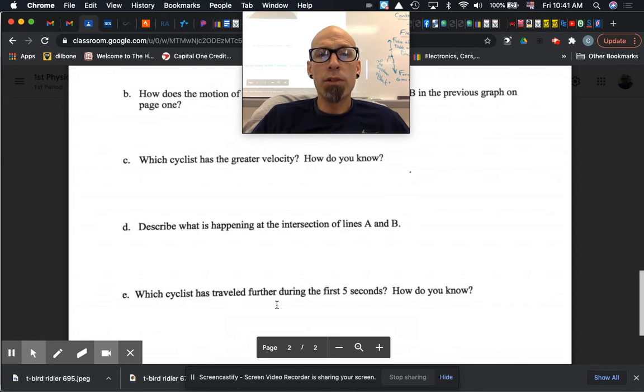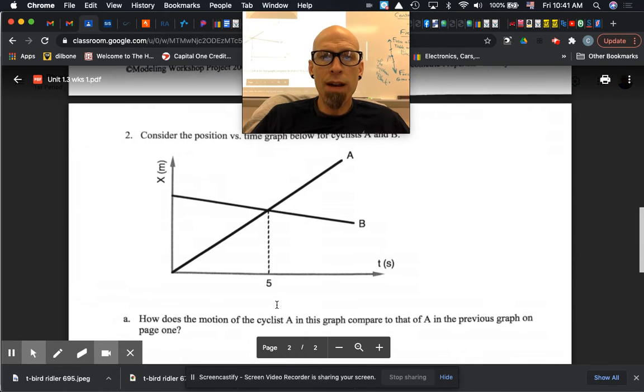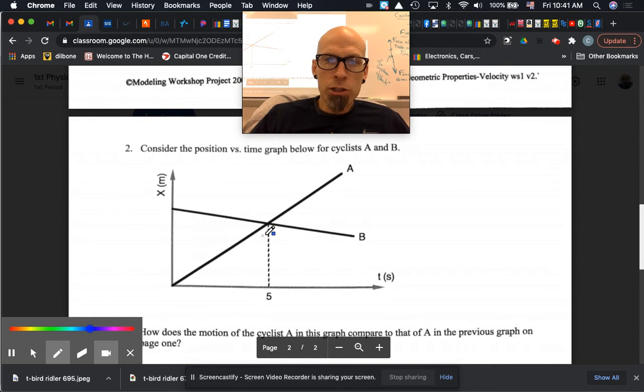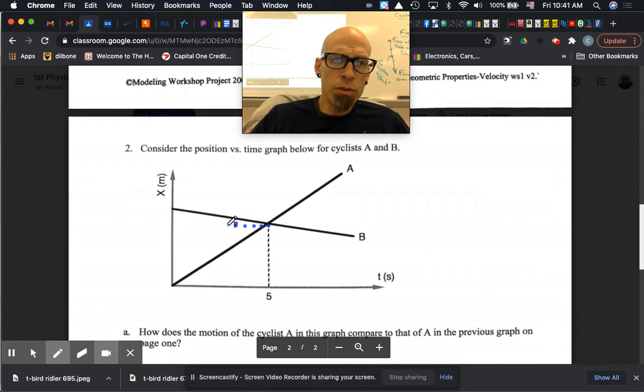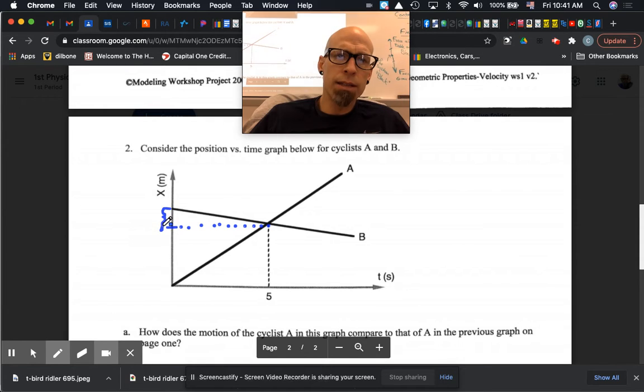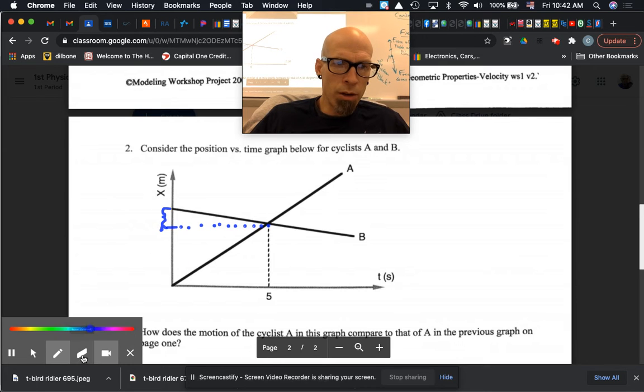And which cyclist has traveled further during the 5 seconds, and how do you know? Which one travels further in the first 5 seconds? Now I'm going to use the pen again, which is probably going to lock me in again. If this is where they are, and I draw a little dotted line over here, oh gosh, I went up the hill a little bit there. Right there, something like that. This is B. B went from here to, drawing a bracket. Oh no, on the trackpad, that's tough. Boom. Okay. Hold on, I can erase that.